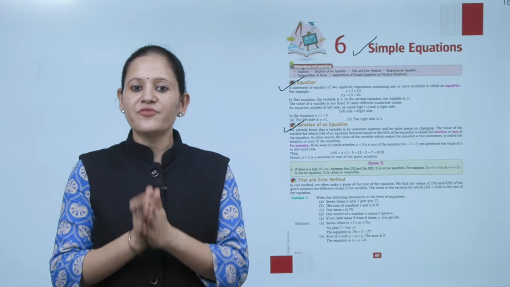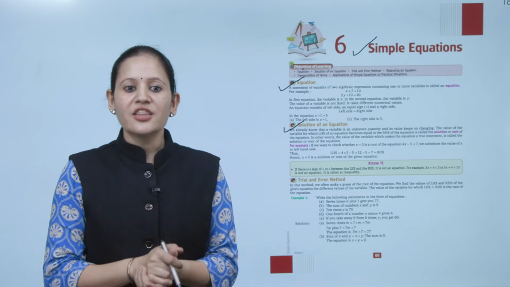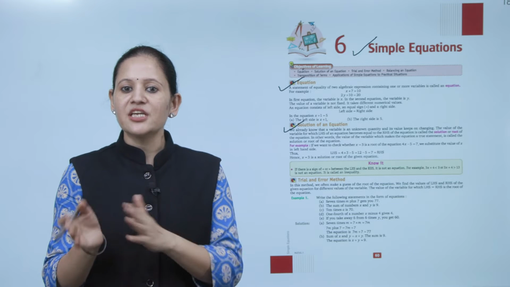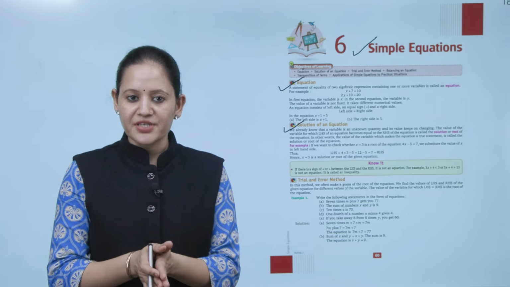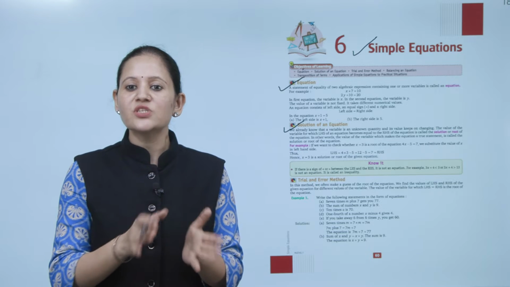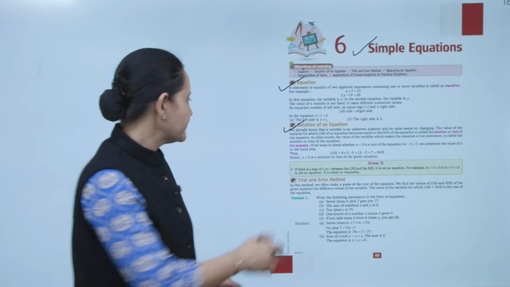We already know that the variable is an unknown quantity and its value keeps on changing. The value of the variable for which the left hand side of an equation becomes equal to the right hand side of the equation is called the solution or the root of the equation. In other words, the value of the variable which makes the equation a true statement is called the solution or the root of the equation.